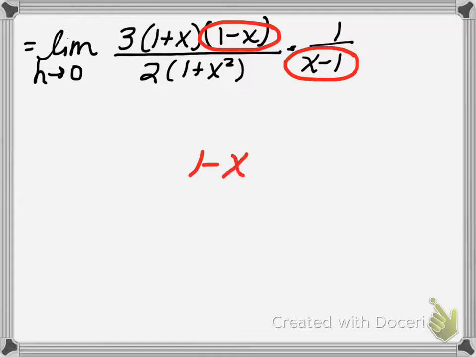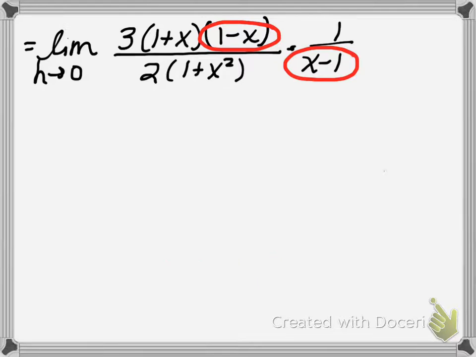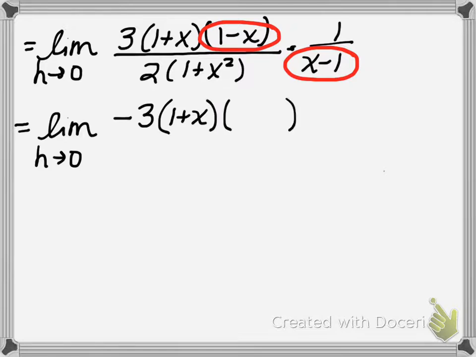But remember, 1 minus x, if you were to factor out a negative from that binomial, that would leave us with negative 1 plus x in parentheses. And if you reorder that, that is the same as x minus 1. So we're going to factor the 1 minus x in the numerator, and then that will allow us to divide out the x minus 1 in the denominator. So I'm going to factor the negative. I'm going to write it all the way out in front of the 3. So negative 3 times 1 plus x. And therefore what we'll be left with here is x minus 1 because we factored out a negative 1.